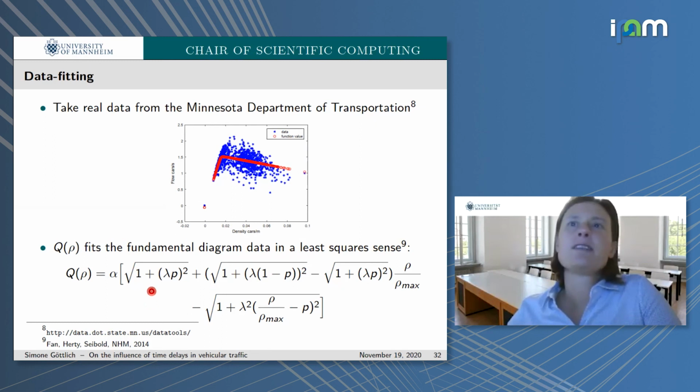So this is something we did, and what we can see here in red is the approximation we can achieve. We see in the beginning, in the low density regime, something like a linear relationship, and in the higher density regime we see a spread of data, and therefore the second order approach is a reasonable one.